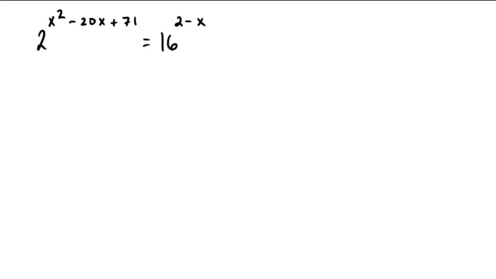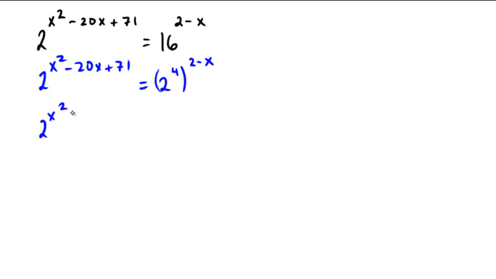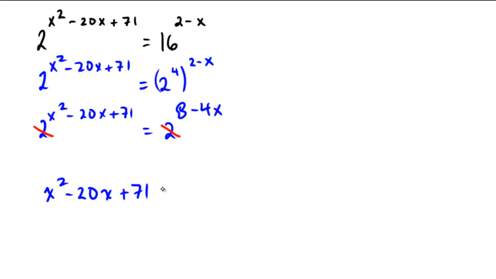On the left we have 2 to the x squared minus 20x plus 71. Nothing going on over there. But on the right we have a 16, which is 2 to the power of 4, to the 2 minus x. So again, big advantage, puts us at 2 to the x squared minus 20x plus 71 equals 2 to the 4 times 2 is 8, and 4 times x is 4x. And then we can use a logarithm base 2 to cancel out those bases. So all that's left now is x squared minus 20x plus 71 equals 8 minus 4x.